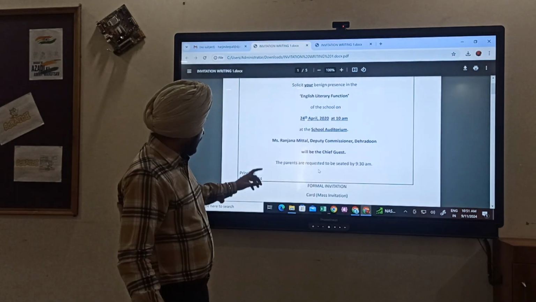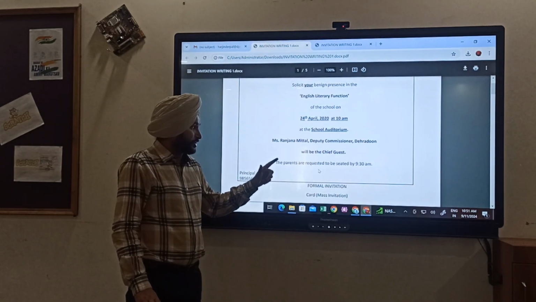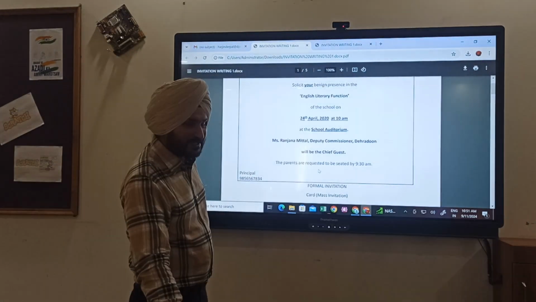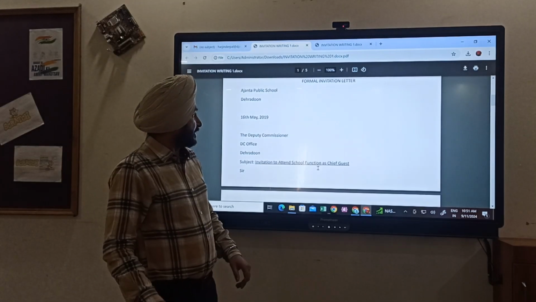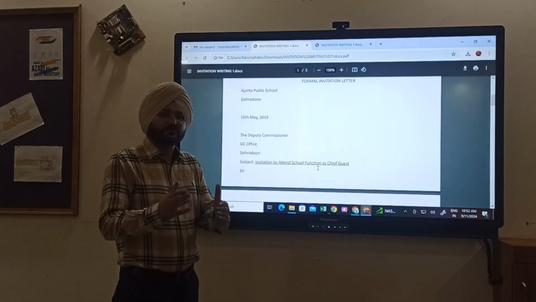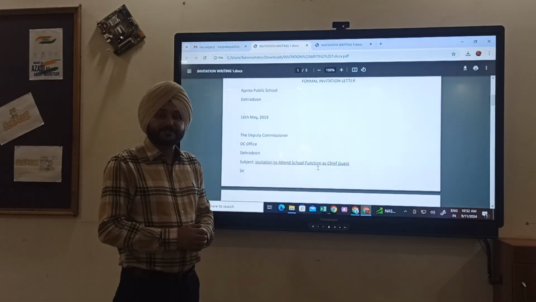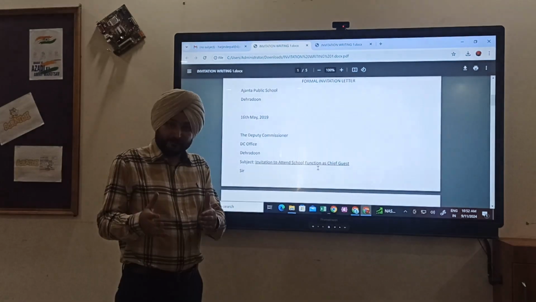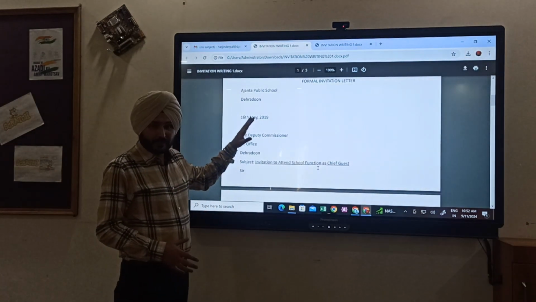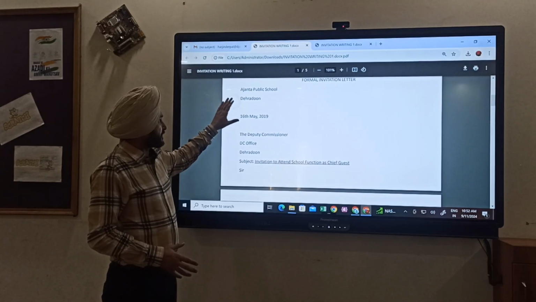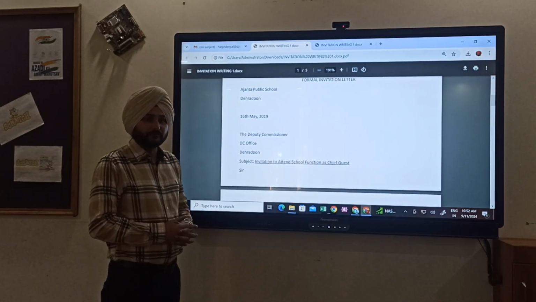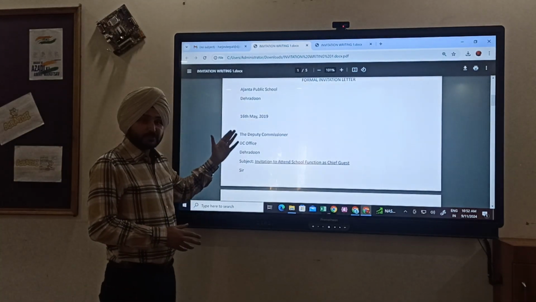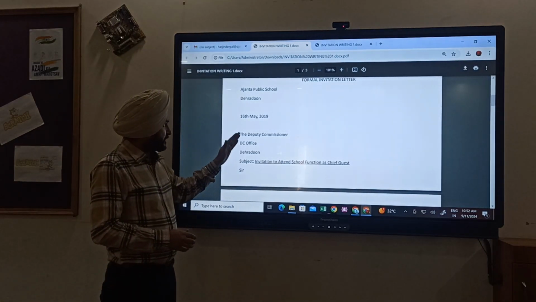But let's suppose we have to invite this person, Miss Ranjana Mittal, who is the chief guest for this function. We will not send a card. In that case, a formal invitation letter will be sent by the school, and normally the letter is sent on the school letterhead. But if we write it for examination purpose, then we do it like this: sender's address, for instance, is written Ajanta Public School, Dehradun. Then we leave a line and write date. Date is to be written in this fashion: 16th May 2019.